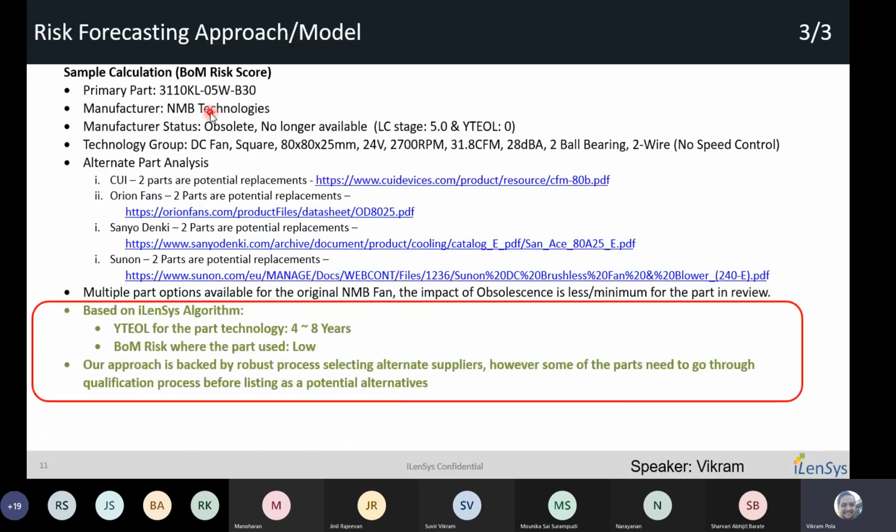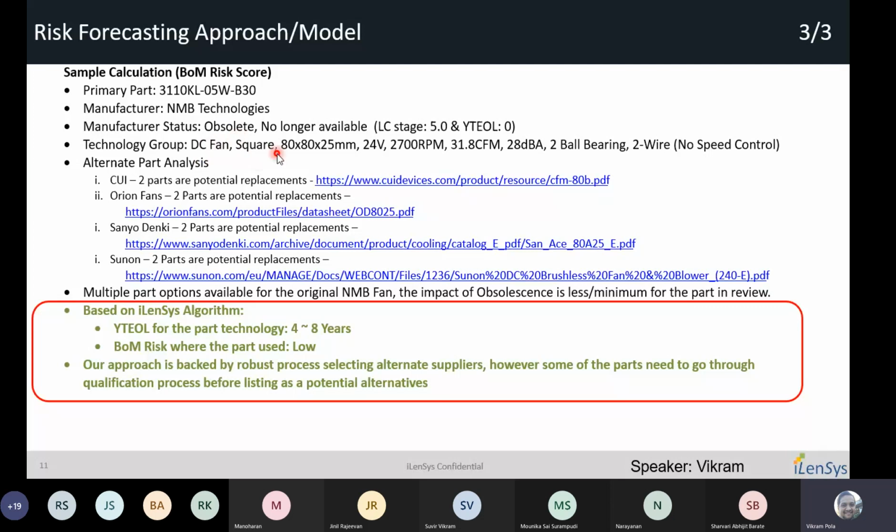I have a sample calculation where we take one of the NMB Technologies parts, and this is the ordering part number. When you look into the current status, this part is actually obsolete, meaning it is no longer available. In the life cycle stage, it's already in the phase out phase, and the years to end of life is 0. When we assign a product group, it falls into a technology group called DC fan, and then we assign what style of fan it is and what its spec is.